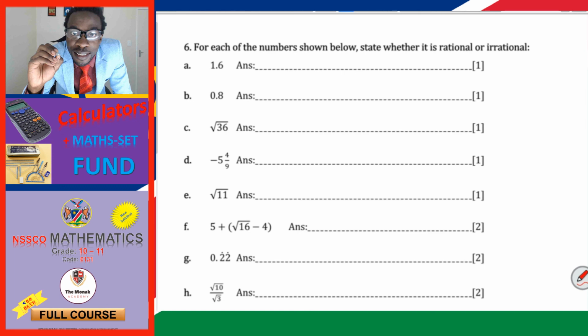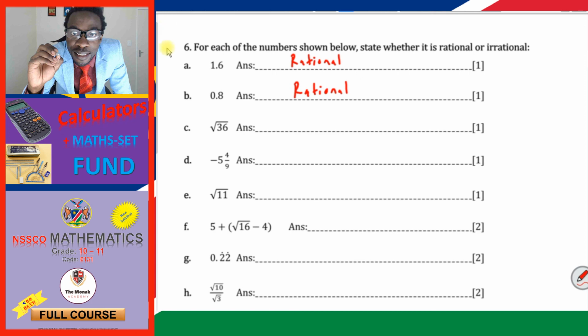Next, for each of the numbers, state whether it is rational or irrational. So we said any number that does not make sense, in other words, does not have a pattern, is irrational. Everything else is rational. So obviously 1.6, there is a simple pattern there, so it's a rational number. 0.8, simple as well. It's just a rational number.